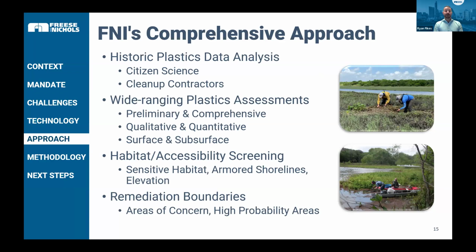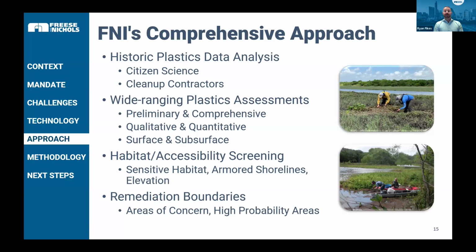And then we've got our wide-ranging plastics assessments that I'll discuss, that included both comprehensive and preliminary assessments, collecting both qualitative and quantitative data on both the surface and subsurface for those plastics-impacted sediments. We apply a lot of different screening to the work that we do. So sensitive habitat, whether that be critical marshes in our estuaries, or legacy oaks and other sensitive tree species in our freshwater or creek systems. But we also have to look at things like armored shorelines, landowners, and elevation when we're working in our remediation zones.